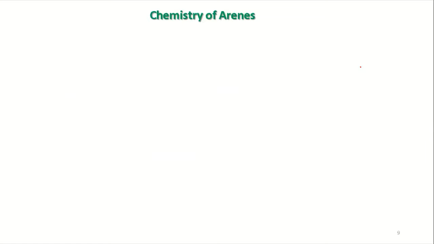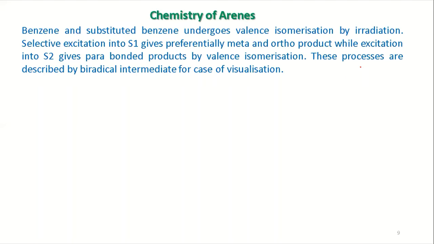Let us come to another type of reaction, which is the chemistry of arenes under light. Now arene is the same kind of substrate where you have only the pi bonds, right? So when you are talking about the photochemistry of arene, we are actually talking about the pi to pi star transition.